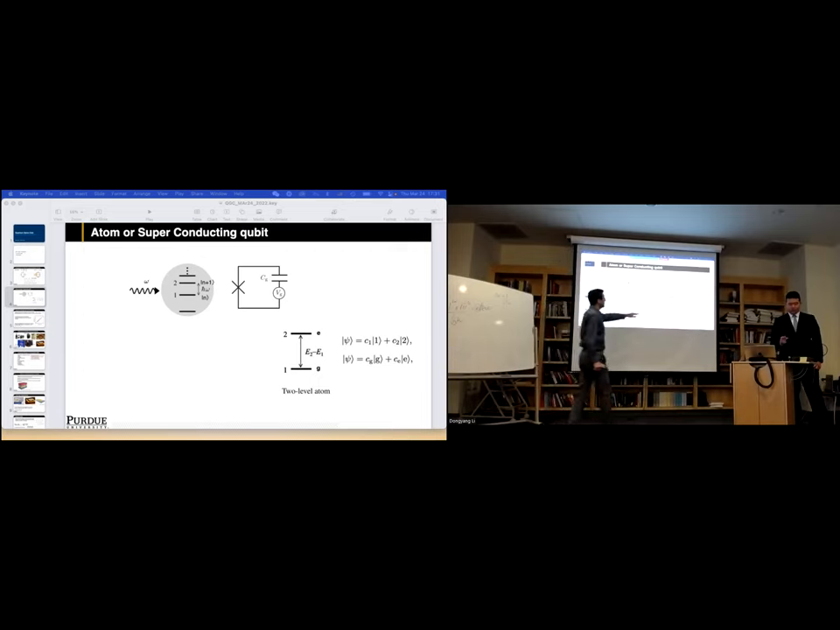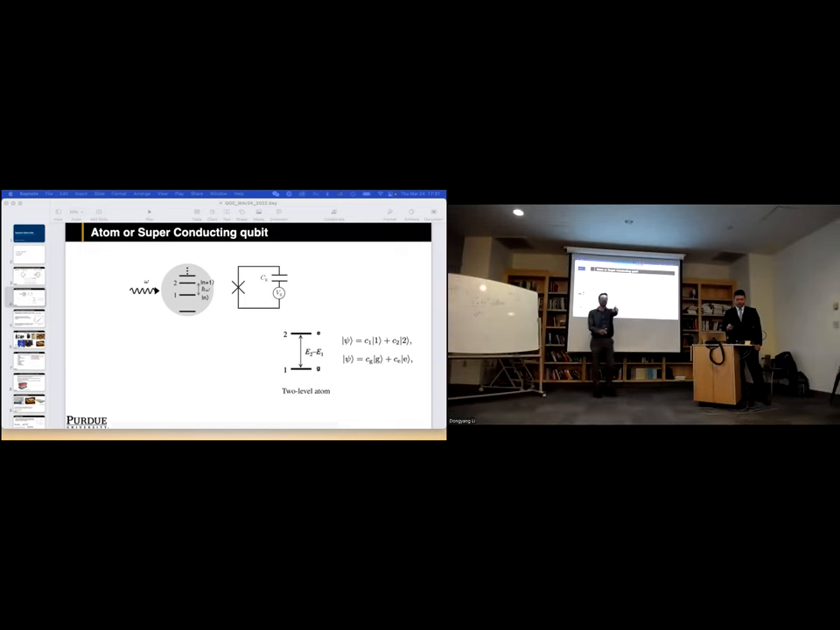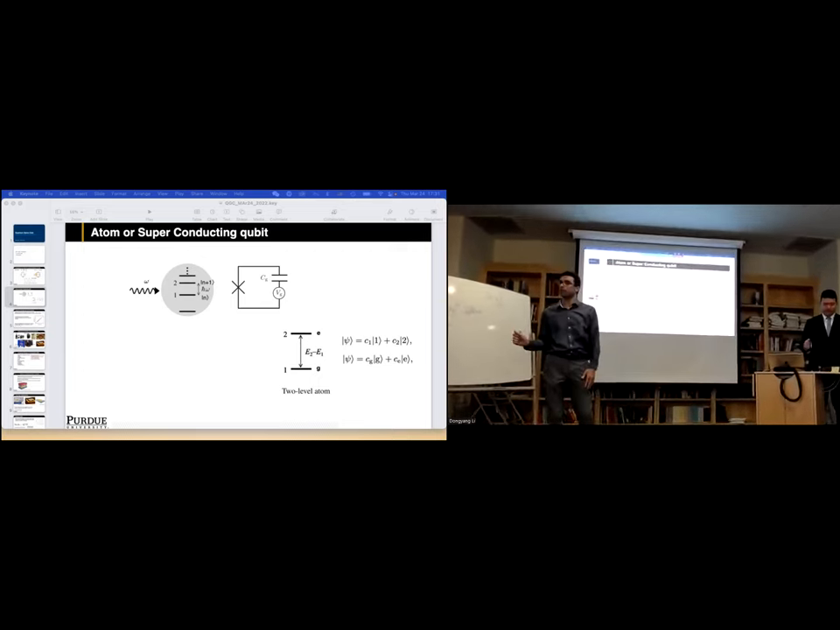So now that you have this two-level system, it's just like a vector, right? And that's why you just use vector algebra and matrix multiplication to understand quantum mechanics.